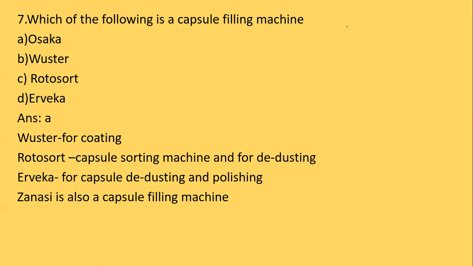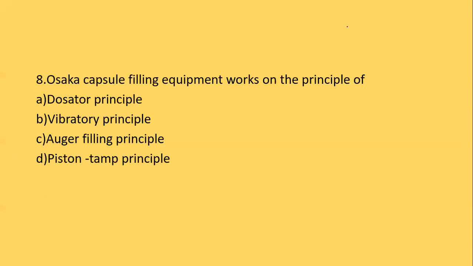Next question. Osaka capsule filling equipment works on the principle of option A, dosator principle, option B, vibratory principle, option C, auger filling principle, option D, piston tamp principle. The right choice is B, vibratory principle.